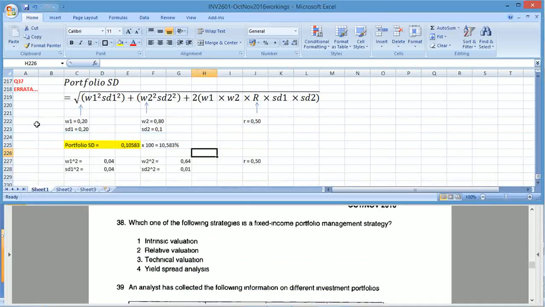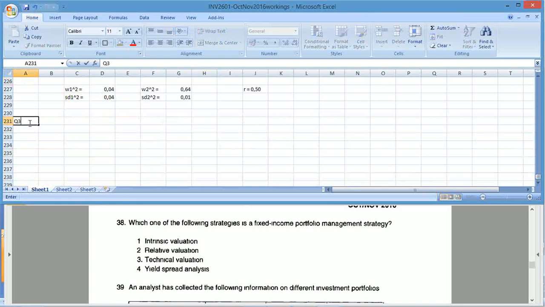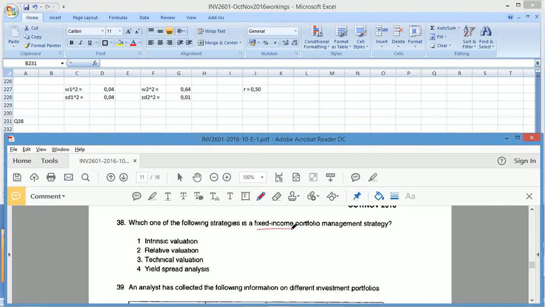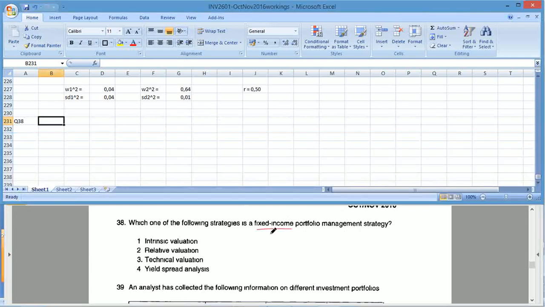38. This is theory. Which of the following strategies is a fixed income portfolio management strategy? Okay, where are you looking at fixed income valuation? We're looking at bonds and we're looking at yields. So 4. Yield spread analysis would be a strategy for investing in fixed income instruments.